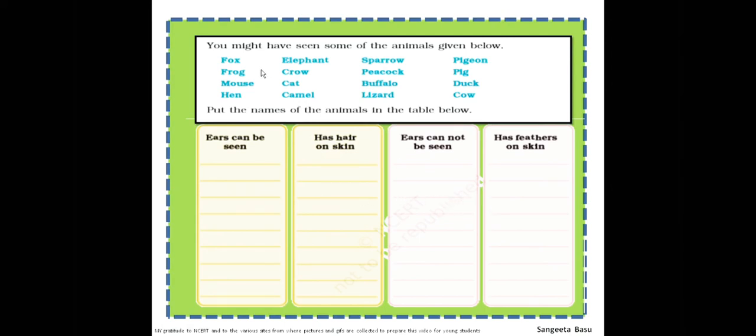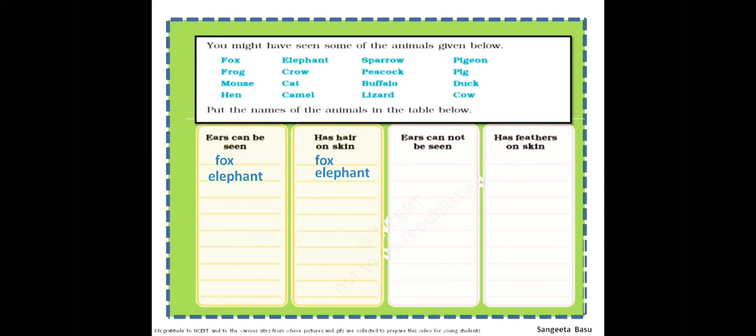Now let us go to the first one. The first one is the fox. Where should I put the name of the fox? Can we see the ears? Yes, of course. Does it have hair on the skin? Yes, it has hair on the skin. Next one is the elephant. Again, with the elephant, we can see the big leaf-like ears and it's got hair. Elephant, the ears cannot be seen? Impossible. We can see the ears of the elephant from very far away.